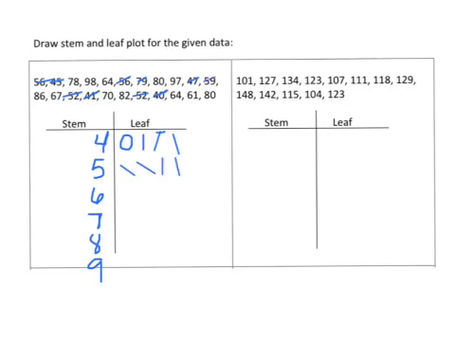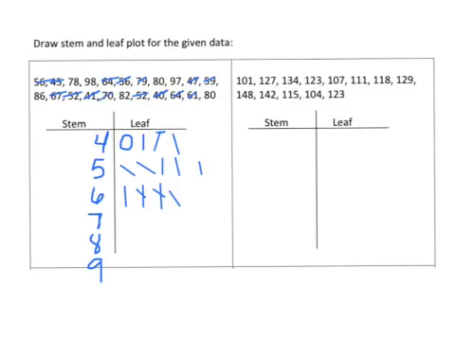And I see a 59. And if you miss any of them, you can always go back and redo it and take a look and add it in. All right, for my 60s, I see a 61. I see two 64s, and I see a 67.